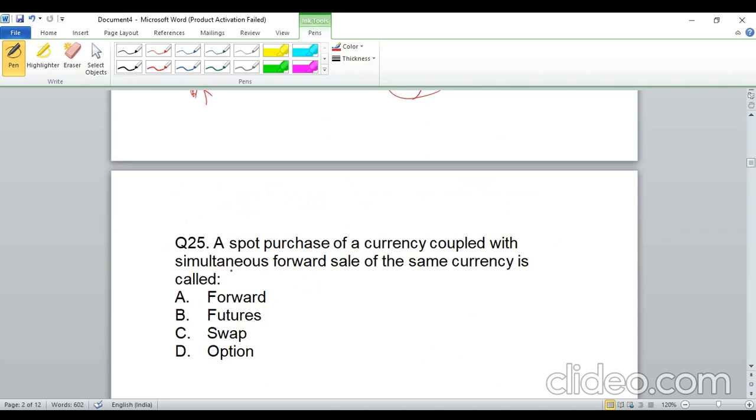Okay, next question, question number 25. This was a very straightforward question. That is, a spot purchase of a currency coupled with simultaneous forward sale of the same currency is called. So guys, this is a direct question. This is called a swap. I don't think there is anything to explain here, because this is not forward. Forward is something different. This is not future. This is nowhere related to options. So this is what is called swap.